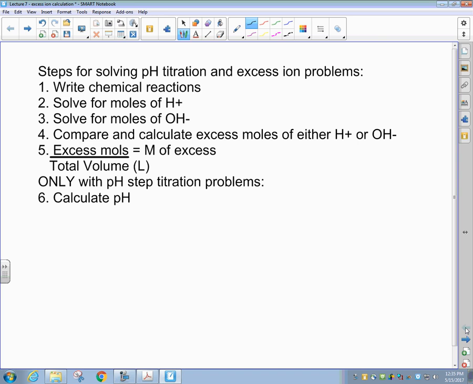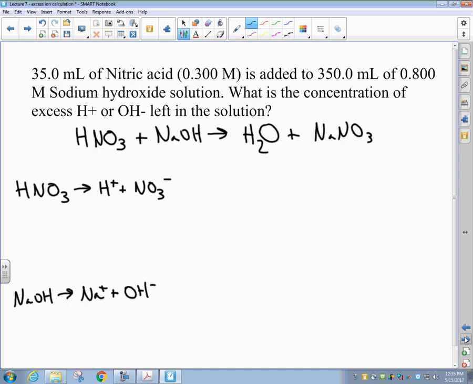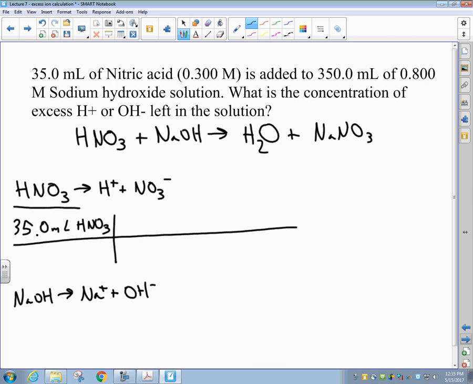Step 2, we're going to solve for the moles of H positive. We have 35 milliliters of the HNO3. That's going to be the starting point of this monorail. We will first get ourselves onto the mole map by converting from milliliters to liters. Then we will move from the bottom of the mole map into the center by multiplying by the concentration of that acid.